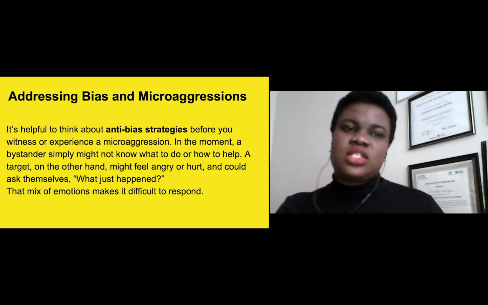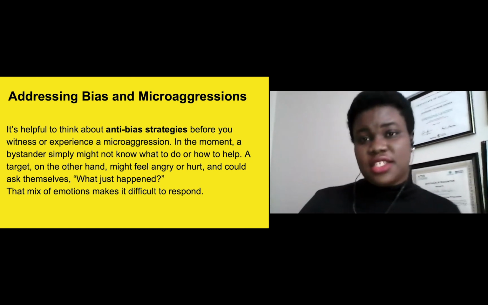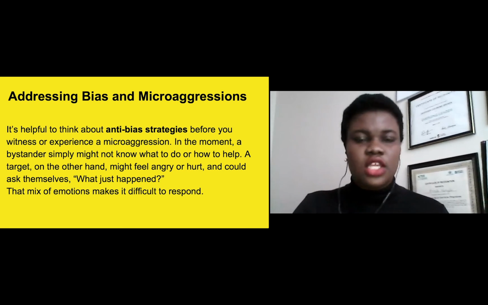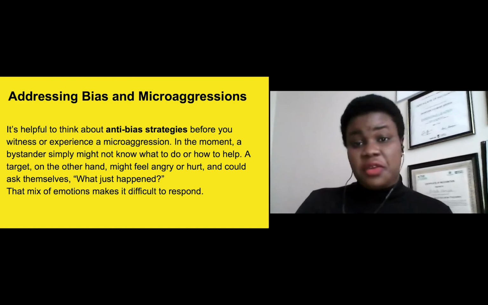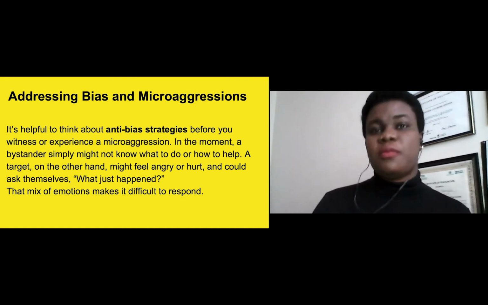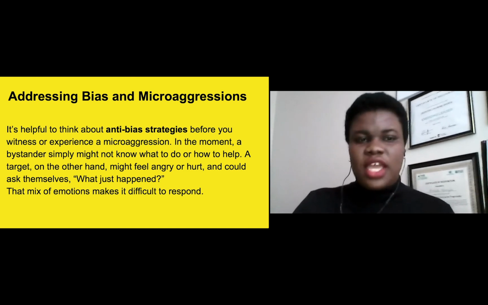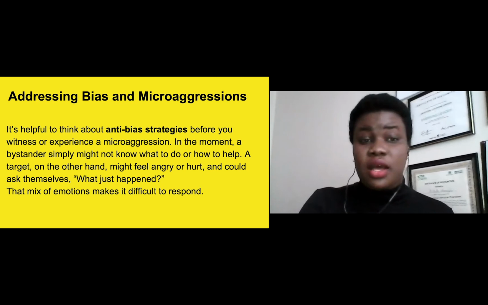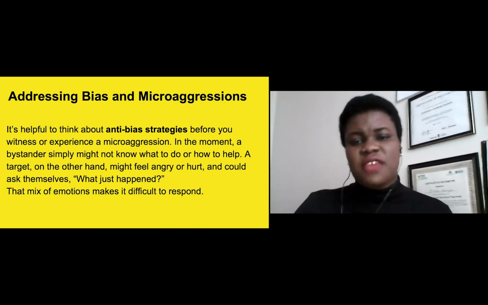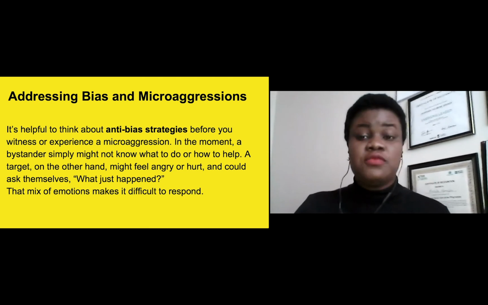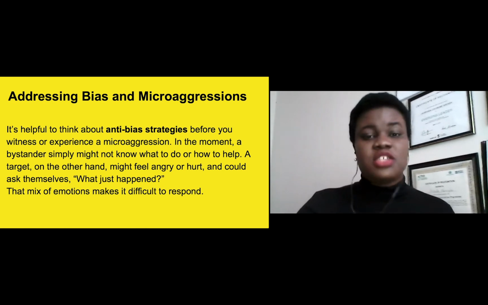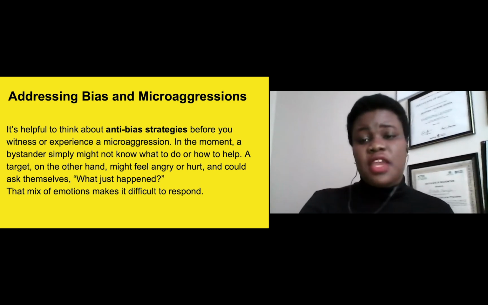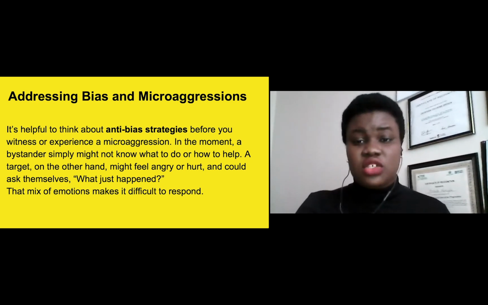Now, the question is, how can you address implicit bias and microaggressions that you face every day in your society or even at work? It is very helpful to think about anti-bias strategies before you witness or even experience a microaggression. Say you are faced with a microaggression at work. In that moment, a bystander simply might not know what to do or how to help you. And on the other hand, as a target, you might feel very angry, very sad, really upset, and you find yourself asking, what just happened? That is a mix of emotions, and it can make the entire situation difficult to respond to.